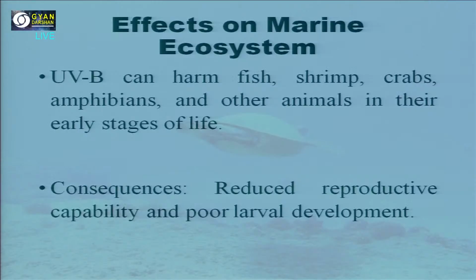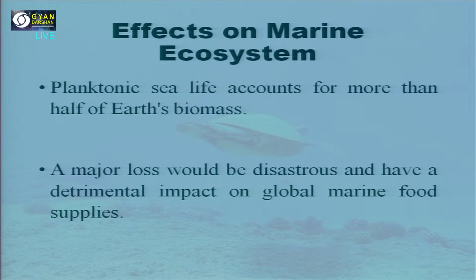Then again, it can harm the shrimp population, crabs, other aquatic organisms, and amphibians, all in their larval development, that is, in the early stages of their life. The consequences could be reduced reproductive capability and poor larval development. Planktonic sea life accounts for more than half of the Earth's biomass, so a major loss would be disastrous, and the global marine food supplies will also be impacted due to these radiations reaching the Earth.